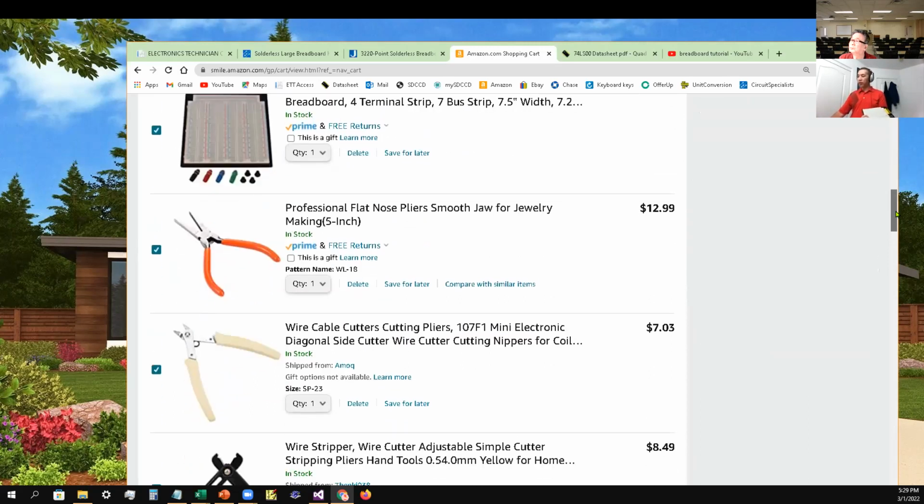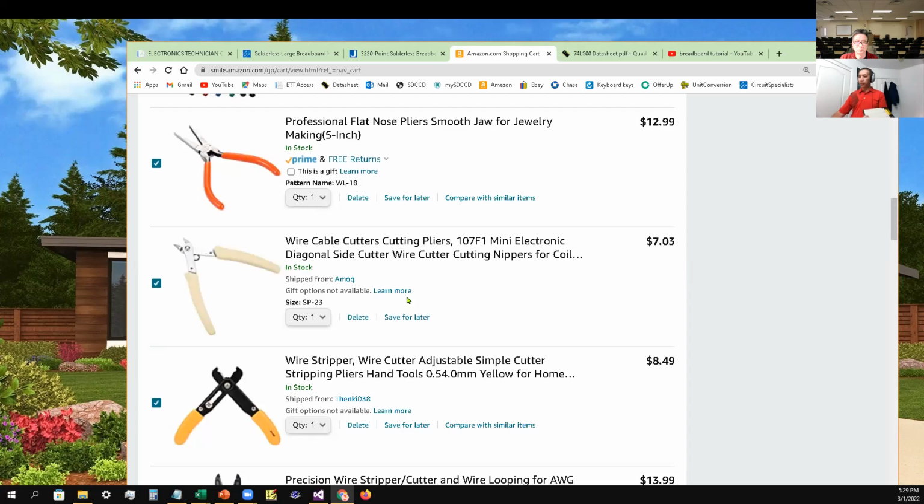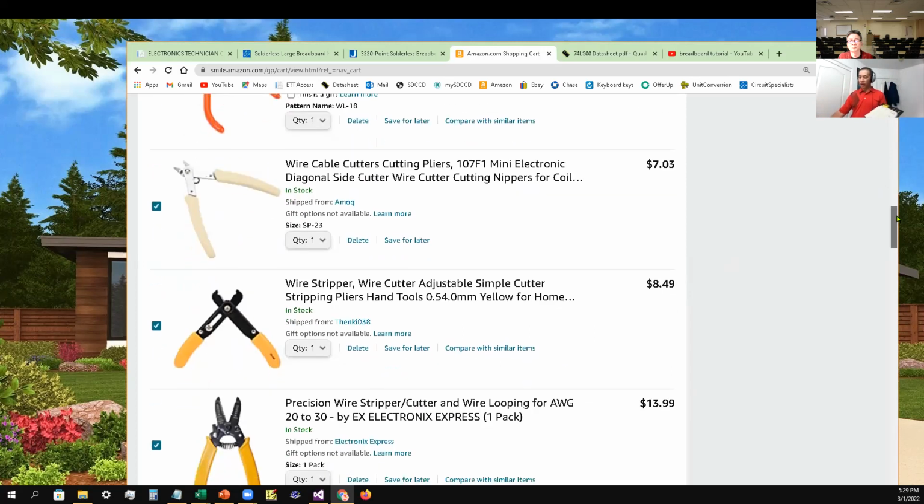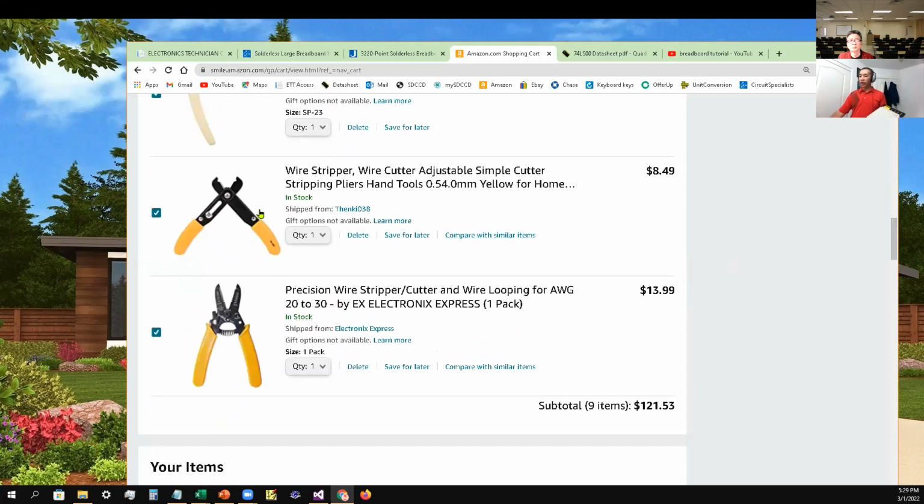The other tool that you probably need is a wire cutter. You want to get a small one, since we're mainly going to be cutting 22 gauge wire. Like I said, we're mainly working with 22 gauge wires, solid core wire. And the other tool is this wire stripper right here. You can get a wire stripper.